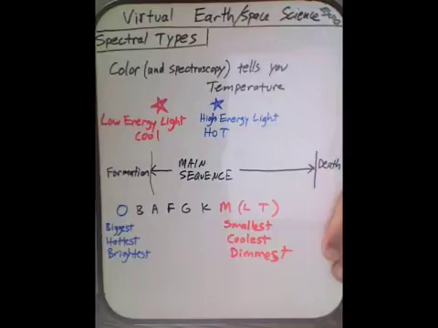Alright, so on the left end of this scale, the stars are bluest, biggest, hottest, and brightest. And on the right end of the scale, the stars are reddest, smallest, coolest, and dimmest. And in between, they're in between. So that's what we call the spectral types for main sequence stars.